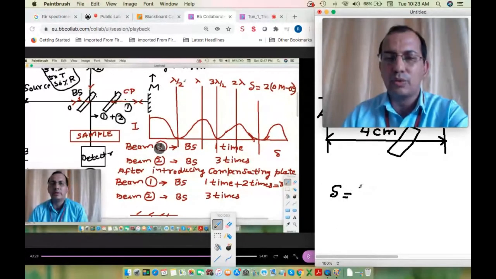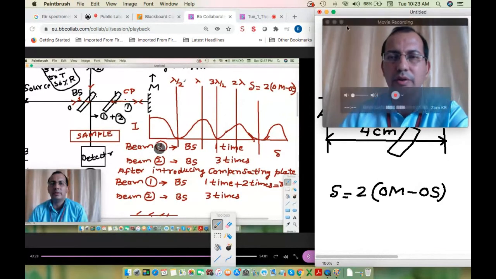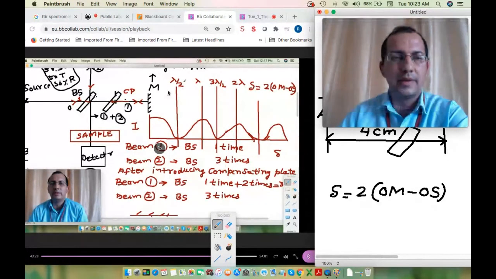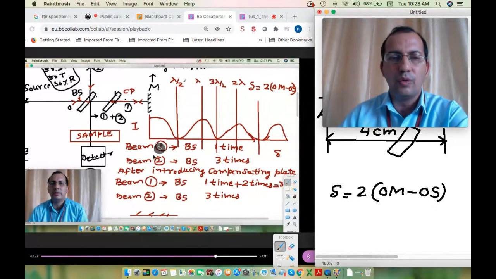That is equal to 2 OM minus OS. So this is the distance which we are talking about. For example, the distance between these two: OM is this distance, and OS is this distance to the stationary mirror in this case.